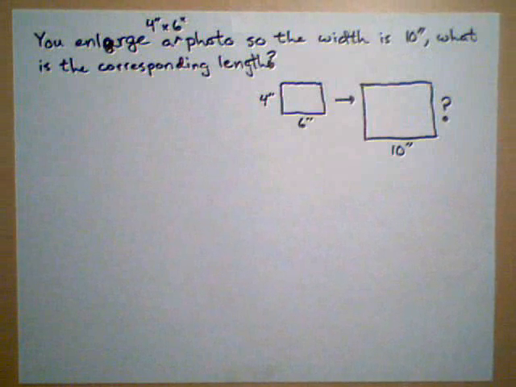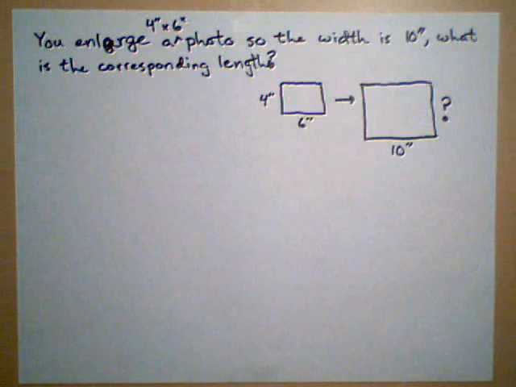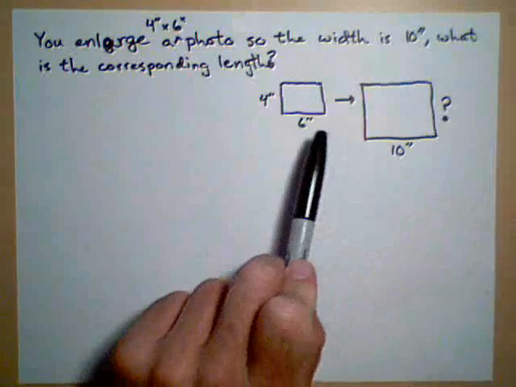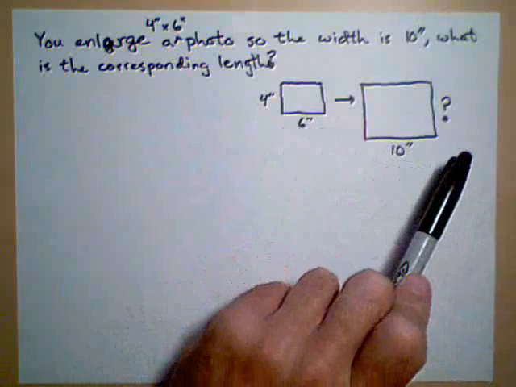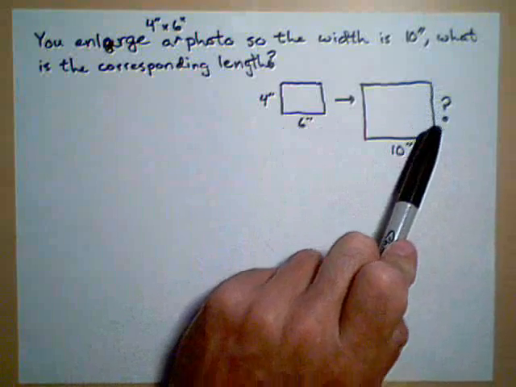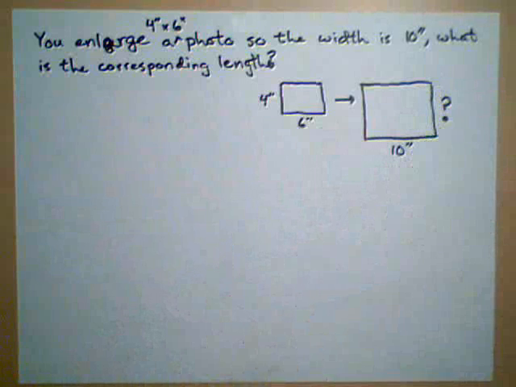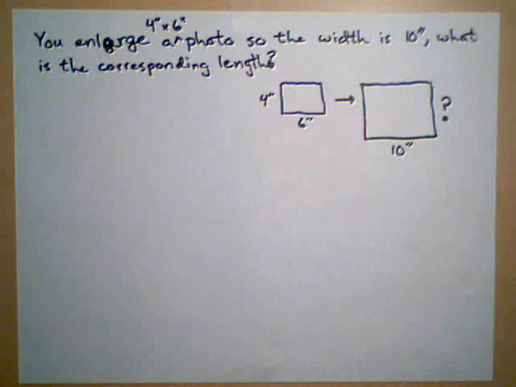So we're going to look at a problem that involves enlarging a 4x6 photo so that the width becomes 10 inches. So we'll call this side the width, and we want to see what the new length, or I guess we call it height, will be. We're going to look at a couple different ways to solve this problem, and what we're doing here is proportional reasoning.